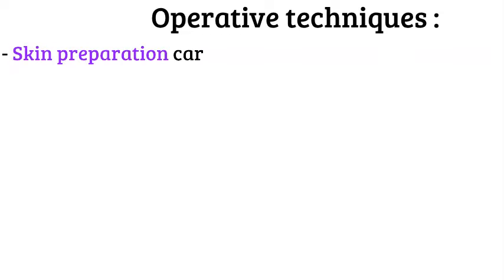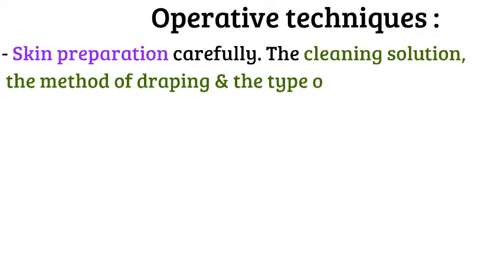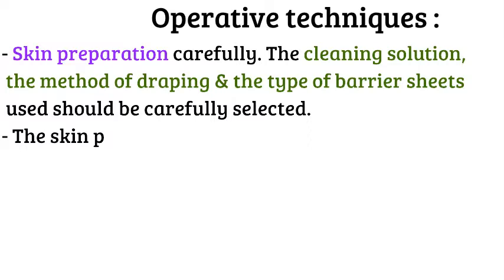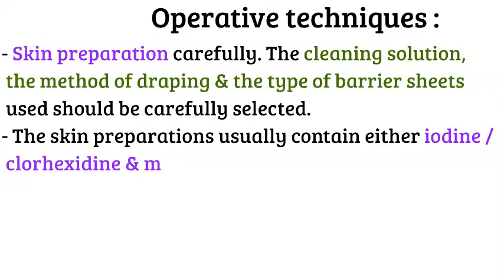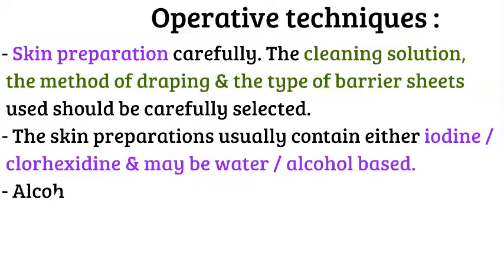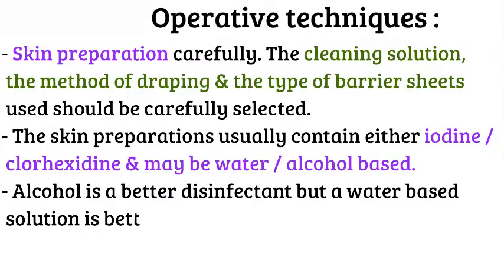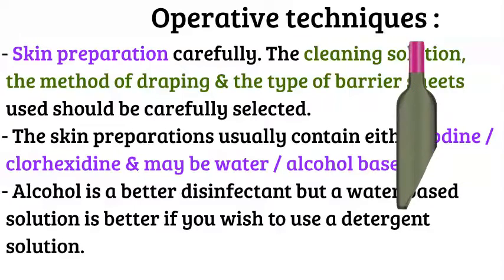Consider skin preparation carefully. The cleaning solutions, the method of draping, and the type of barrier sheets used should all be carefully selected. The skin preparation usually contains either iodine or chlorhexidine and may be water or alcohol based. Alcohol is a better disinfectant, but a water-based solution is better if you wish to use a detergent solution.